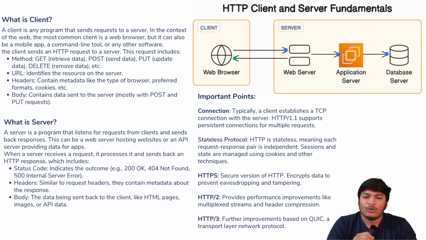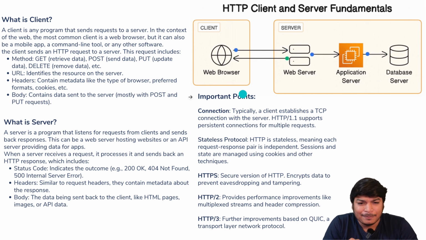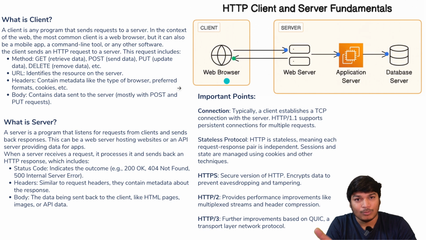Now look very carefully at the above diagram. You might observe there that as an example of a client, I'm taking the web browser, and the web browser makes a request to the web server, and then the request gets forwarded to the application server, and the application server might interact with the database server. Now understand about the client first. The client is a web browser, and it can be a mobile application, it can be a command line interface, a CLI app, or it can be other software.